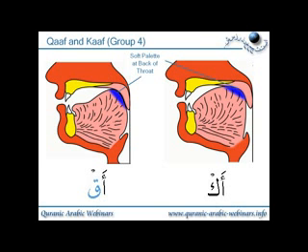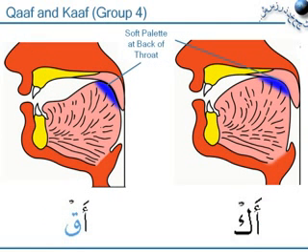Group 4 is moving up, so we're going from the bottom of the throat up and forward to the front of the mouth. So group 4 is qaf and kaf. So this involves the back of the tongue touching the very back upper portion of your throat. So it's really to do with the soft palate. The qaf is slightly behind the kaf. So again, with the qaf, we have a slight echo.